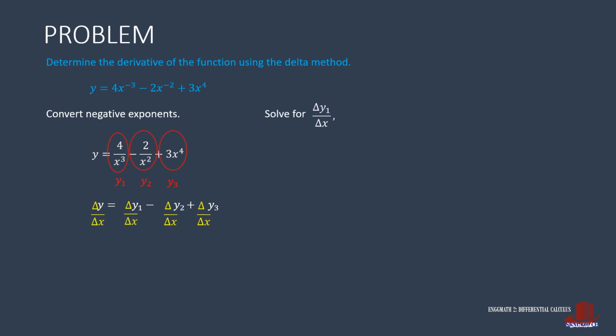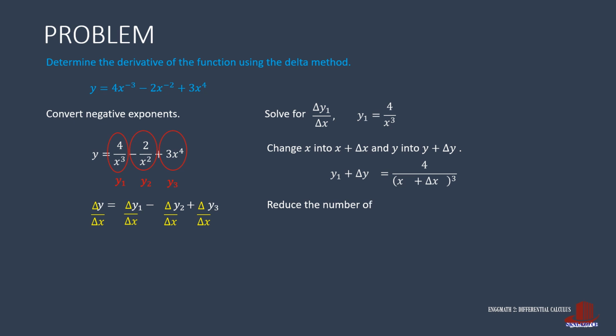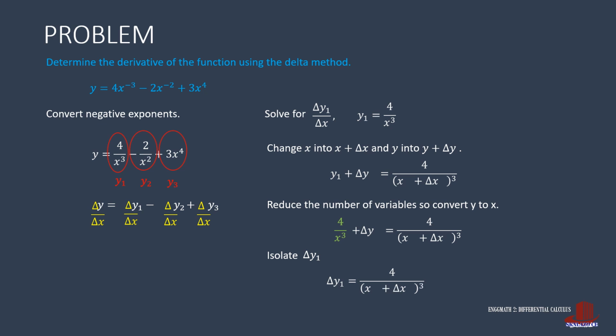Let's start with the first term y1, which is equal to 4 over x cubed. Again, we start by placing the deltas with the variables. So we get y1 plus delta y1 equals 4 over the cube of x1 plus delta x1. Next is to change y into 4 over x cubed, which leaves us with 3 variables in the function. Then next is to move all other terms into one group to isolate delta y.